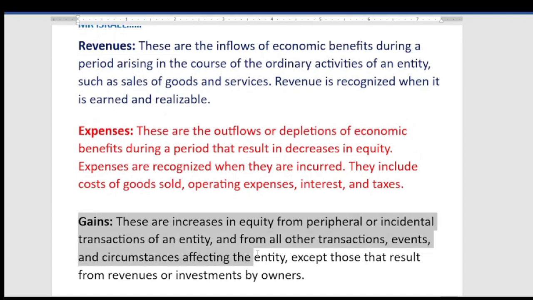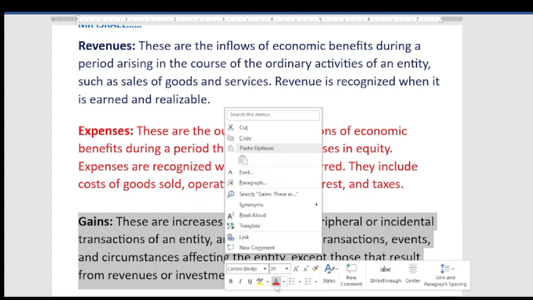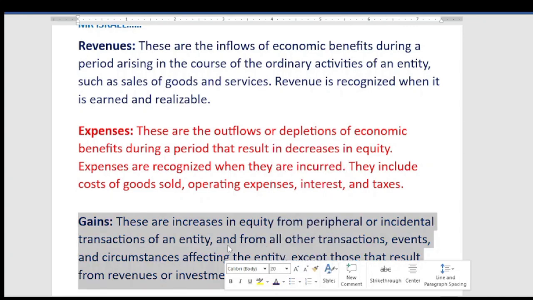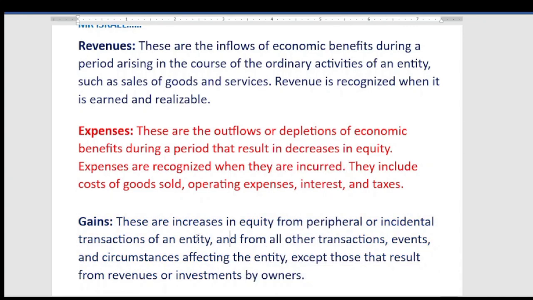Gain. Very, very, very crucial. These are the increases in equity from peripheral or incidental transactions of an entity and from all other transactions, events, and circumstances affecting the entity, except those that result from revenue or investment by owners. It is good you know what gain is all about. That is profit.